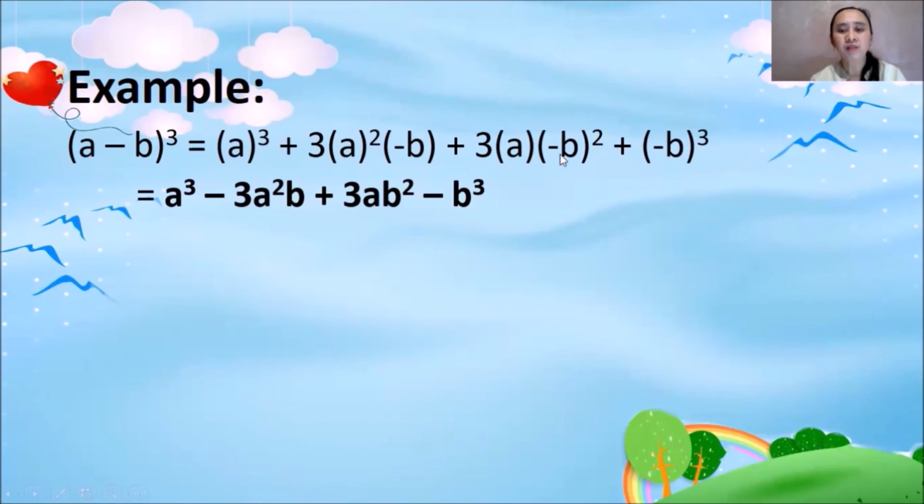3 times 1 times negative, negative times negative is positive, kaya positive plus 3 siya. So A, bring down A, and negative B times negative B is B squared. Then, the last term, negative B times negative B is positive B. And positive B times negative B is negative B cubed. Negative B, I repeat, negative B times negative B is positive B squared, and B squared times negative B is negative B cubed. So this is the cube of a binomial.